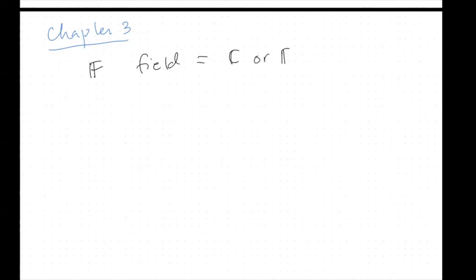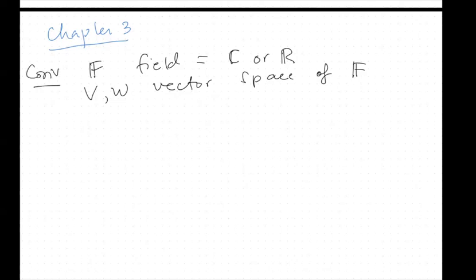Now we go to linear maps. This is chapter 3. Let us consider our notation. Let F be our field, which is either C or R. Then V and W are vector spaces over F. So that's our convention and notation. So we define a linear map.